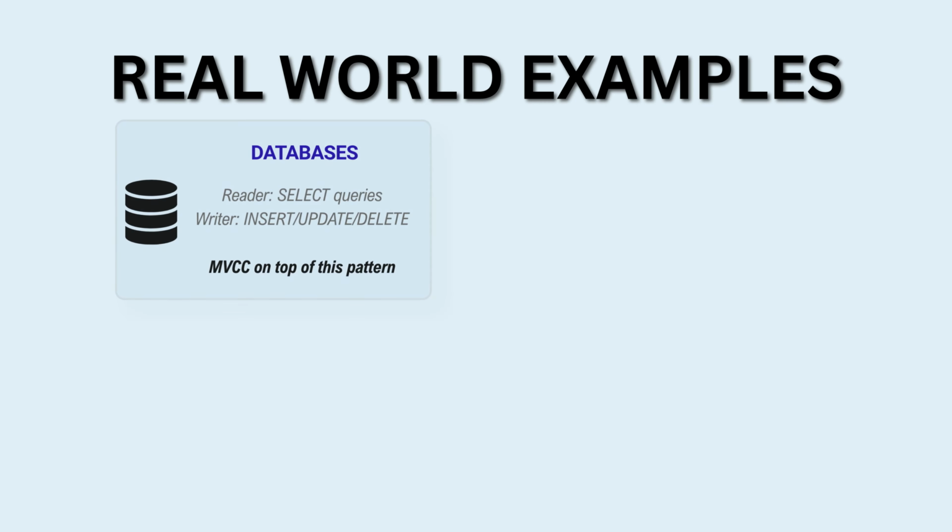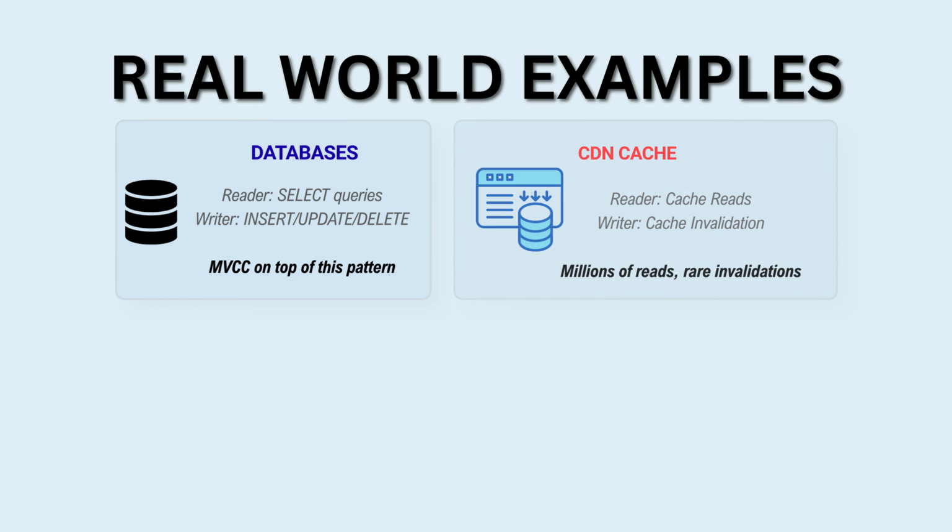Let's see some real-world examples where this problem pattern is seen. Databases: select queries are readers; insert, update, delete are writers. Most databases use MVCC, which is multi-version concurrency control, a more advanced version of this pattern. CDN cache: cache reads happen millions of times per second. Cache invalidation, the writer, is rare. You want reads to proceed without any blocking.